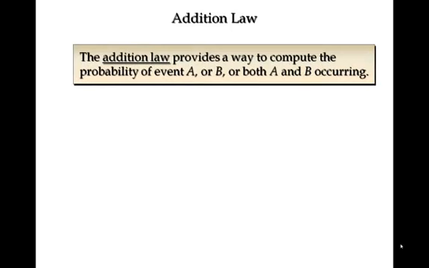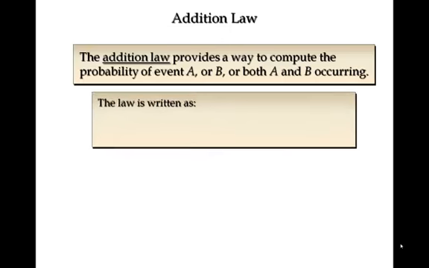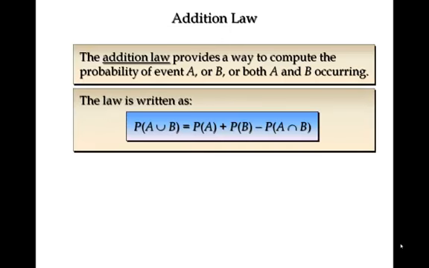Let us now consider the addition law. It provides us a way to compute the probability of event A or B or both A and B occurring. And this is how the law is written. The probability of A union B is equal to the probability of A plus the probability of B minus the probability of A intersection B.